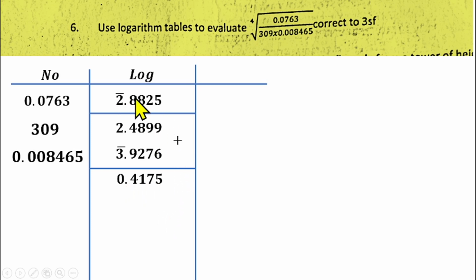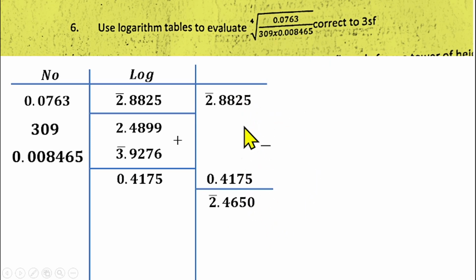So this is the result for the numerator, and this is the result for the denominator. In between them you have division, so you are going to subtract them. We bring out the value for the numerator and the value for the denominator, then subtract the answers because of this division. 5 minus 5 is 0. Then 2 minus 7 is impossible, so you borrow, and 12 minus 7 gives us 5. Here you have 7. 7 minus 1 is 6. Then 8 minus 4 is 4. Then bar 2 minus 0 gives us bar 2.